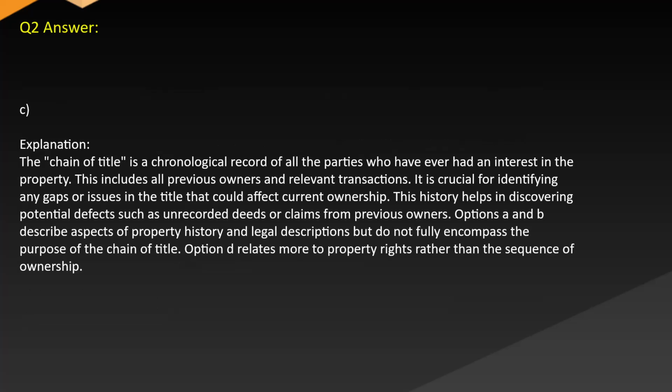Answer. C. Explanation. The chain of title is a chronological record of all the parties who have ever had an interest in the property. This includes all previous owners and relevant transactions. It is crucial for identifying any gaps or issues in the title that could affect current ownership. This history helps in discovering potential defects such as unrecorded deeds or claims from previous owners. Options B describes aspects of property history and legal descriptions but does not fully encompass the purpose of the chain of title. Option D relates more to property rights rather than the sequence of ownership.